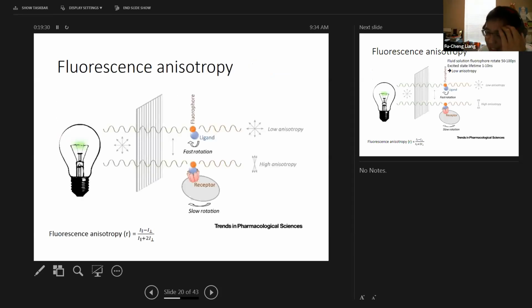So anisotropy is a little bit difficult to understand, but you may know isotropic. Isotropic means that it's equally distributed, all right?